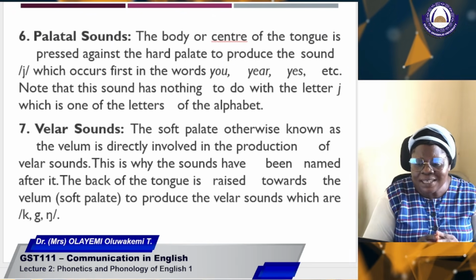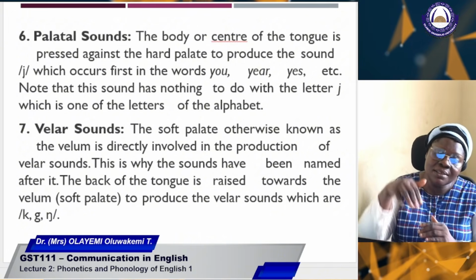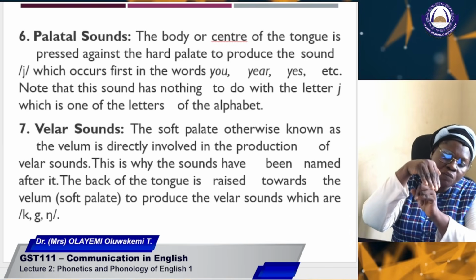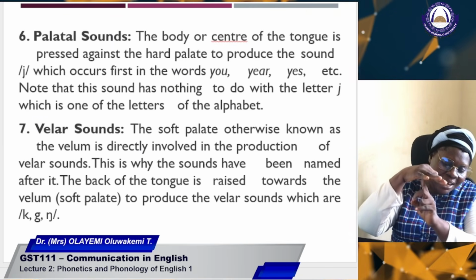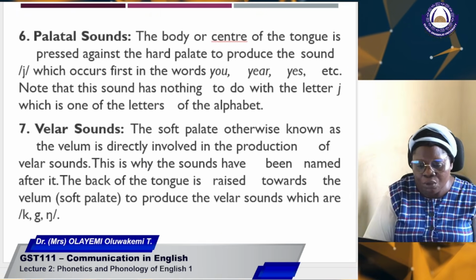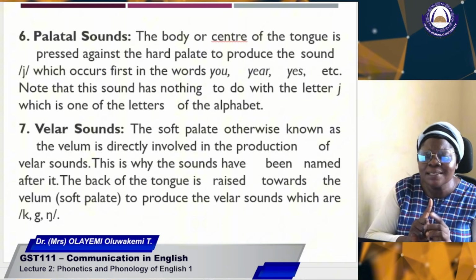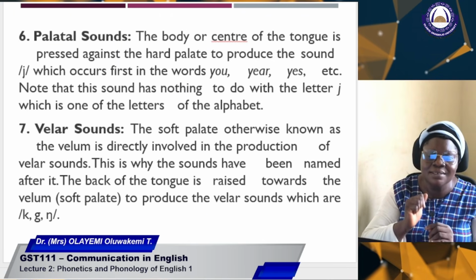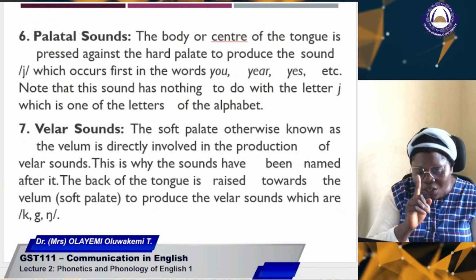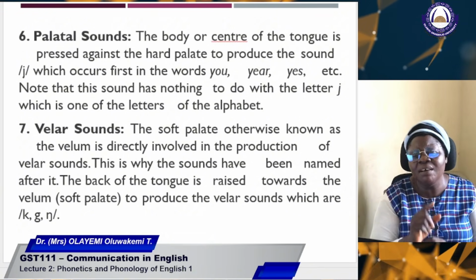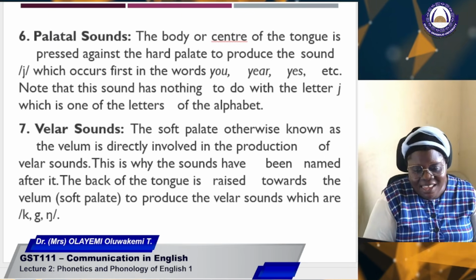The body or center of the tongue is pressed against the hard palate. Remember I told you that the hard palate is that upper part of the roof of the mouth that is, at the center, very hard area of the mouth. So the center of the tongue just rubs against, not too hard, the hard palate to pronounce the only palatal sound we have in English, and that's the sound ye, ye, ye.